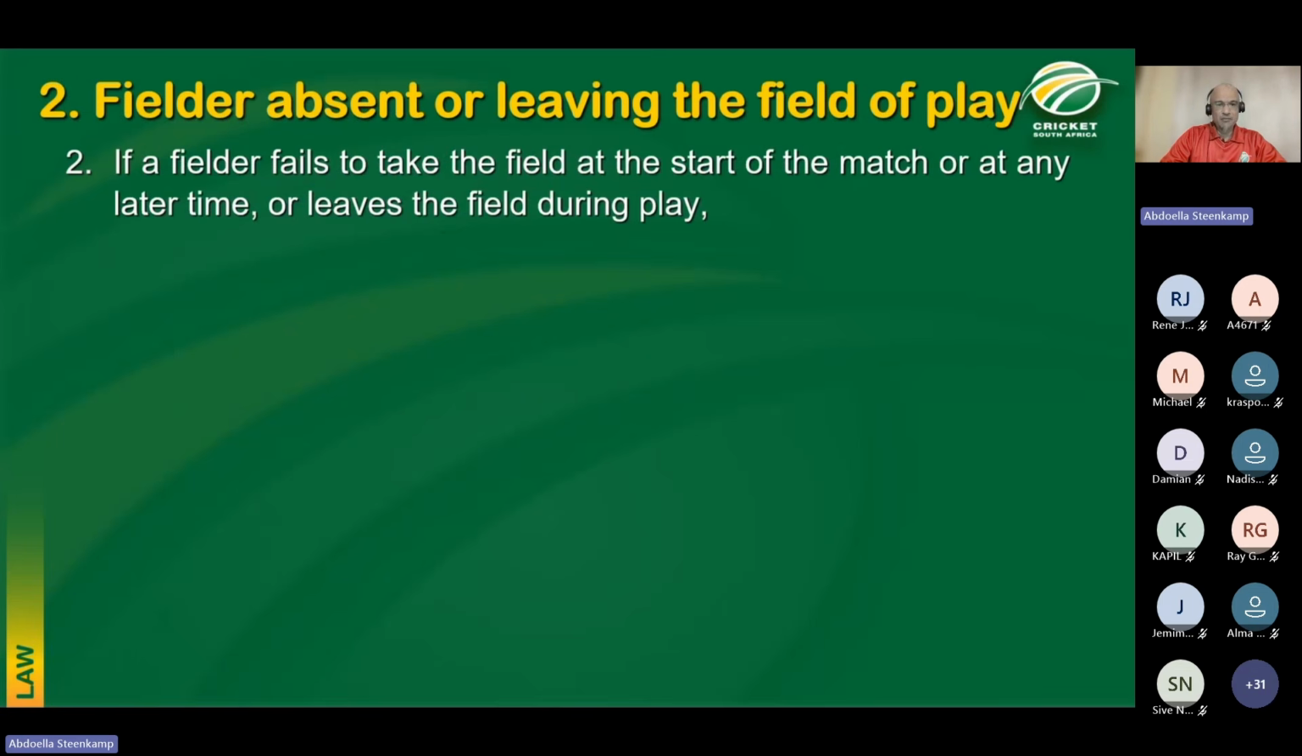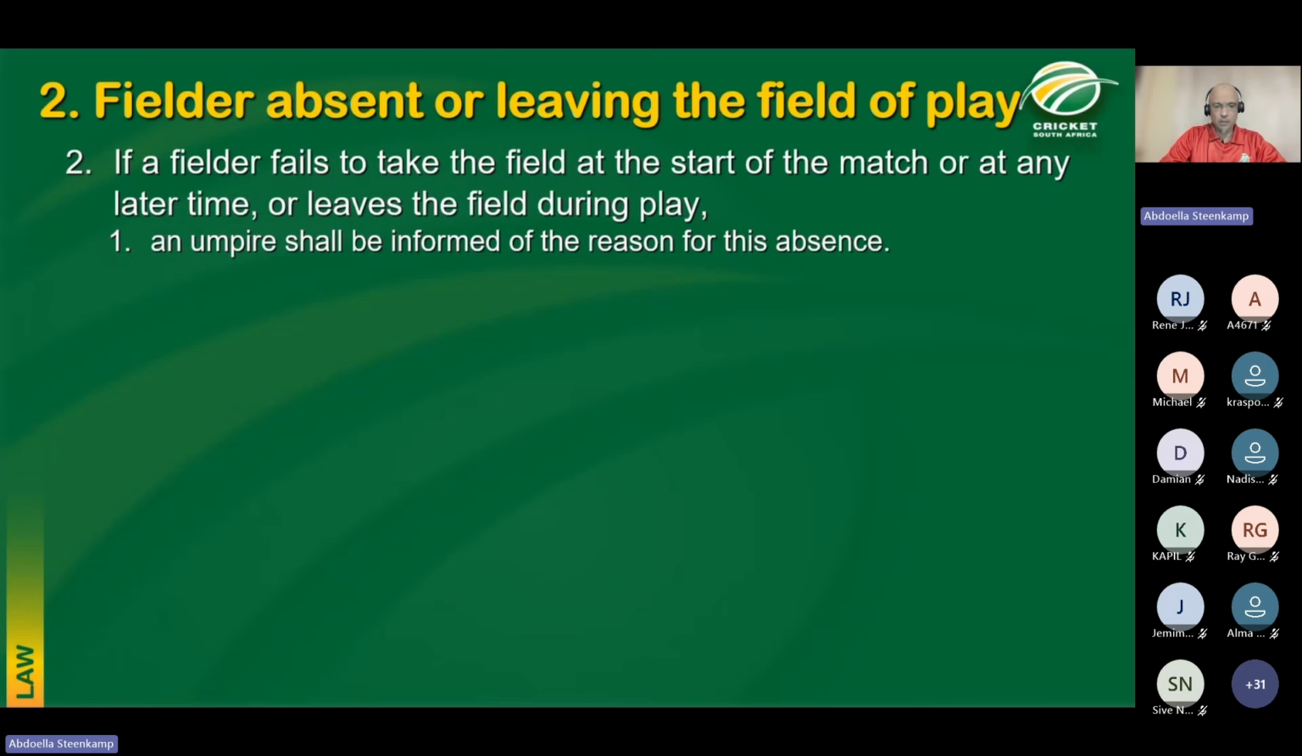So what happens if a fielder fails to take the field of play at the start of the game or leaves the field? Let's use the example of a fielder leaving the field of play. I'll go through the theoretical points of the law, but I'll also use a practical example to show you how the law works. So let's say our game started at 10 o'clock. At 10:15, the player comes to you and says, umpire, I've pulled my hammy slightly. Please, may I go off to the physio to get some treatment?